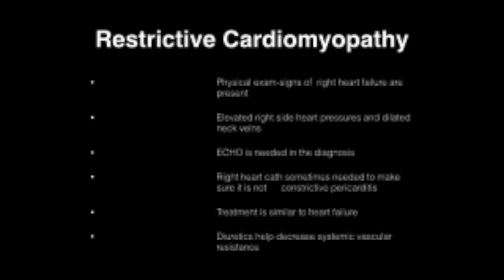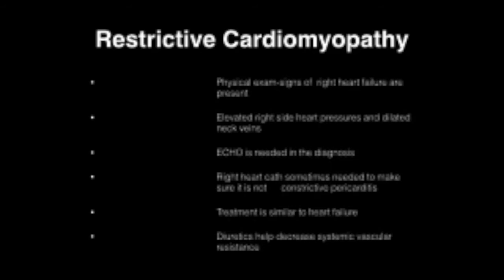With this type of cardiomyopathy, you're going to see right heart failure symptoms present, dilated neck veins, and sometimes you'll have to perform a right heart catheterization to make sure there's no evidence of constrictive pericarditis. These diagnoses are oftentimes difficult to separate. As with all the cardiomyopathies, as I said before, echo is needed to establish the diagnosis, and treatment is similar to those in heart failure. However, on this one, because there's no systolic dysfunction, we're going to add diuretics to help decrease systemic vascular resistance.